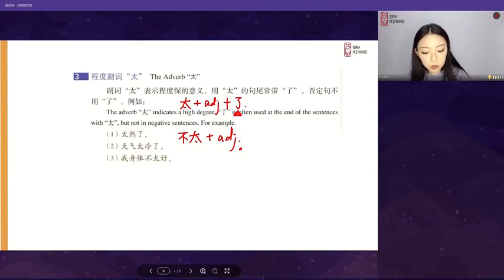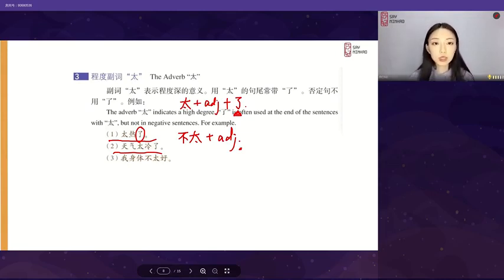Let's see the examples. 太热了, too hot. Because this is the positive form, we will use 了 at the end of sentence. Next one, 天气太冷了. The weather is too cold. 太冷了. Because it is the positive form, then we put the 了 at the end of a sentence. Now this one is the negative form.